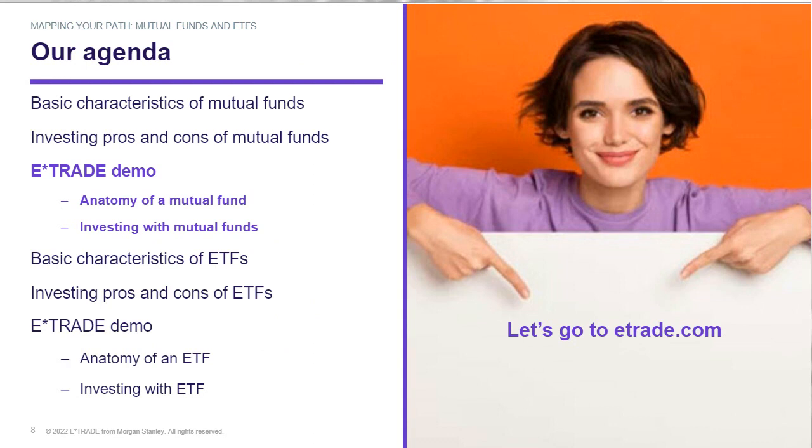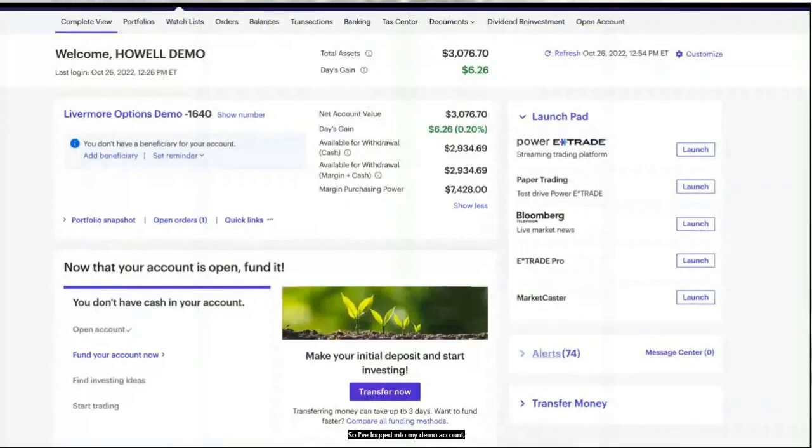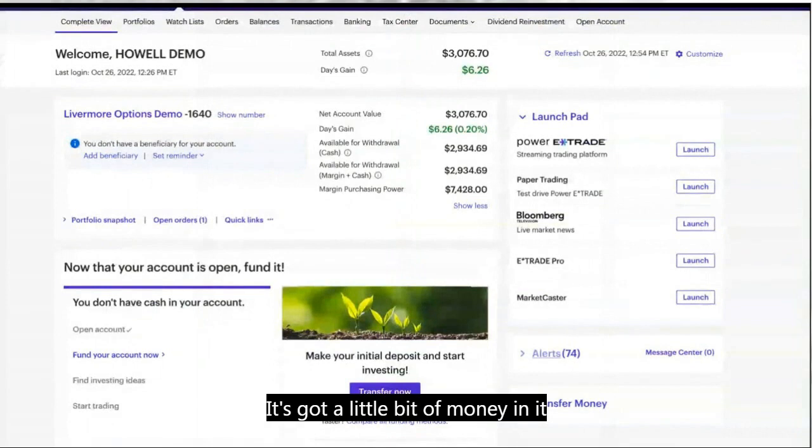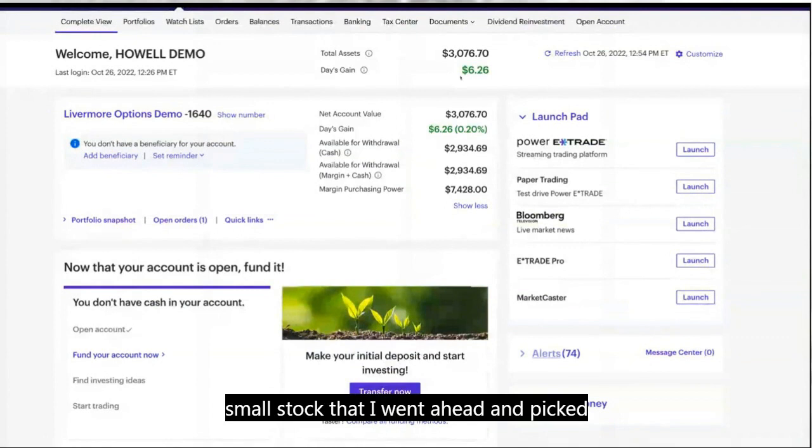Okay, let's switch over to eTrade.com and let's take a look at some of the mutual fund resources and exactly how we would approach them. Okay, I have already logged in to my demonstration account, and I will zoom in so you can see some of the things. So I've logged into my demo account. It's a live demo account. It's got a little bit of money in it here, and I think one share of a small stock that I went ahead and picked up this week as a demonstration as well.